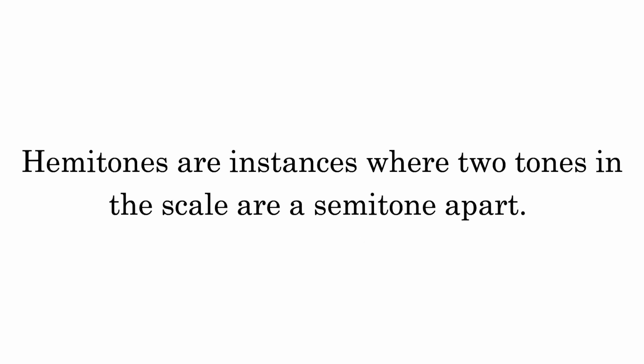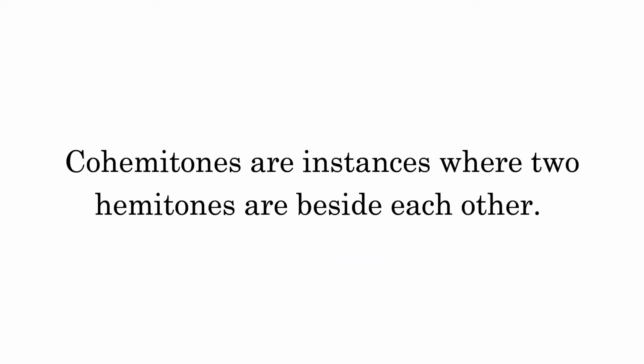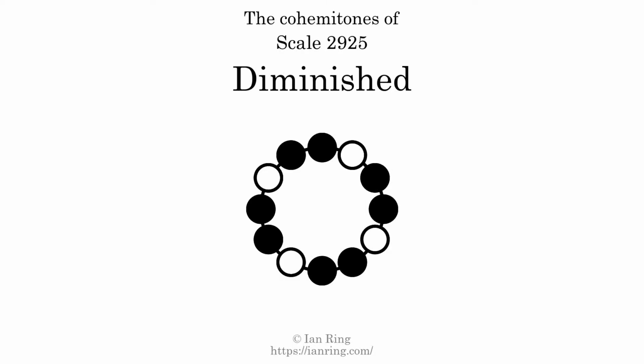Hemitones are instances where 2 tones in the scale are a semitone apart. This scale has 4 hemitones. They are at positions here, here, here, and here. Cohemitones are instances where 2 hemitones are beside each other. This scale has no cohemitones.